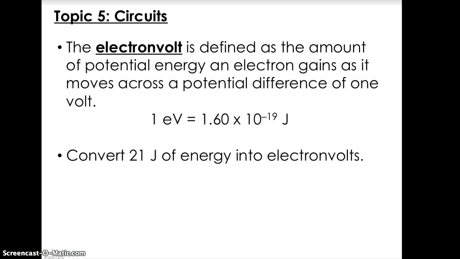Now, as it turns out, joules, our unit for energy, is way too big to describe the energy that electrons have, or protons. So instead of using the unit of a joule, we use a different unit when we're describing the energy possessed by electrons and protons. The unit that we use is the electron volt. And the electron volt is defined as the amount of potential energy that an electron gains as it moves across a potential difference of 1 volt.